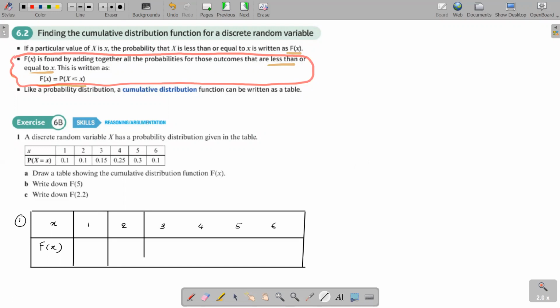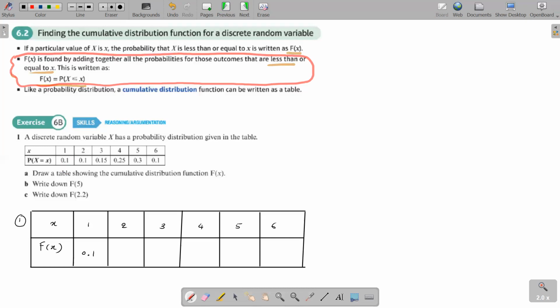For each of these x values, you have to fill in the cumulative probability. As I told you previously, cumulative means you have to add up the probabilities. They say very clearly to add the probabilities that are less than or equal to x. So when x is equal to 1, what are the probabilities less than or equal to 1? You only have x equal 1, right? There's nothing behind that, which means the probability is 0.1. Are you with me?